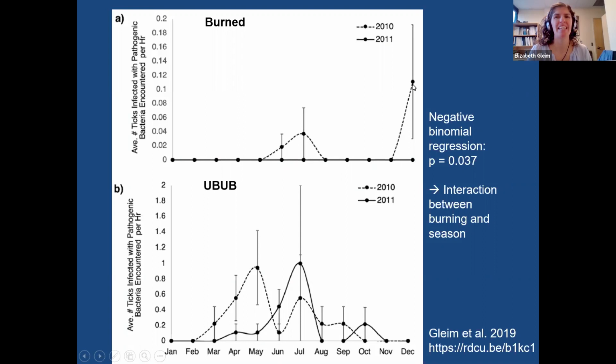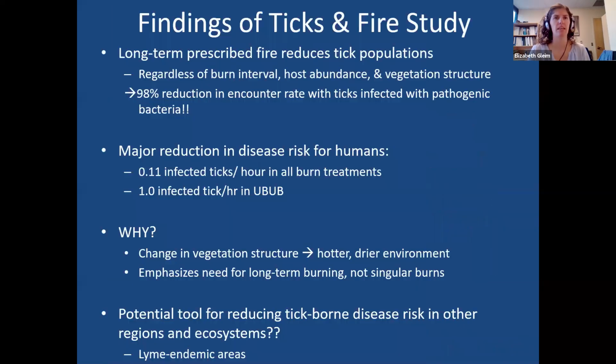So even at the peak, we're talking 0.1 ticks per hour that we encountered that were infected with pathogenic bacteria. And that's in direct contrast here where we have a very different scale, right? With our control sites, where at peak tick activity, we're seeing approximately an encounter rate of 1 tick per hour with pathogenic bacteria, right? So really significant differences in disease risk at our unburned sites versus our burned sites.